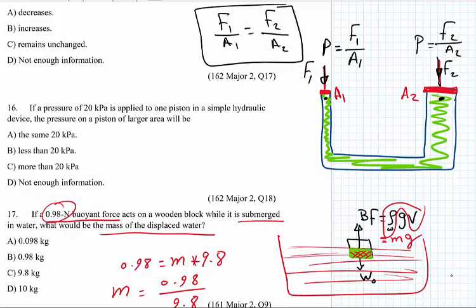So as the area of the piston is small, the force also is small. And if the area is big, the force also is big, because it's a ratio between both of them, while the pressure is constant. So let's look at this problem.